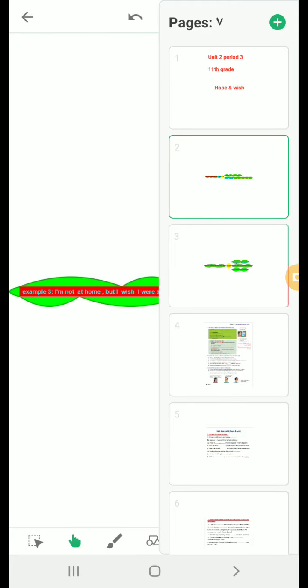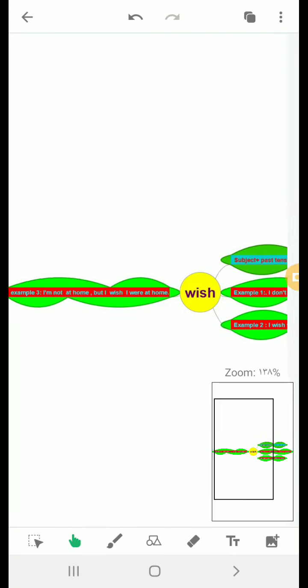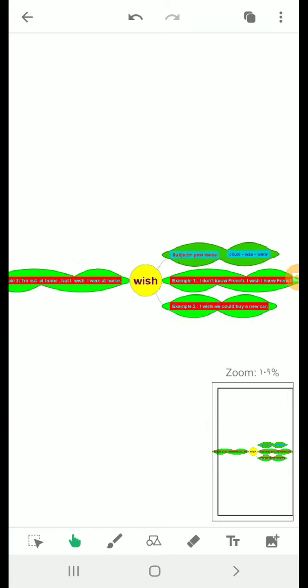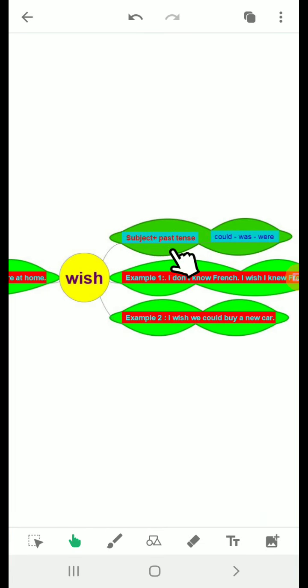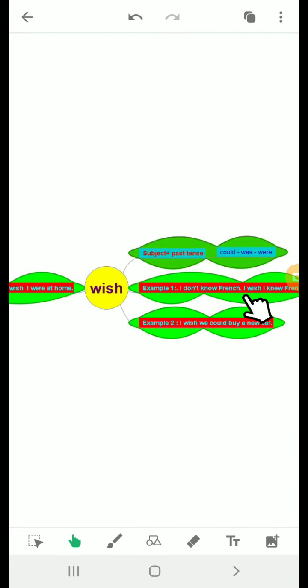Now wish. After wish we use subject plus past tense, subject plus past tense with could, with was, with were, etc. Example number 1, I don't know French. I wish I knew French. I wish I knew. Knew, past form from know, past tense.